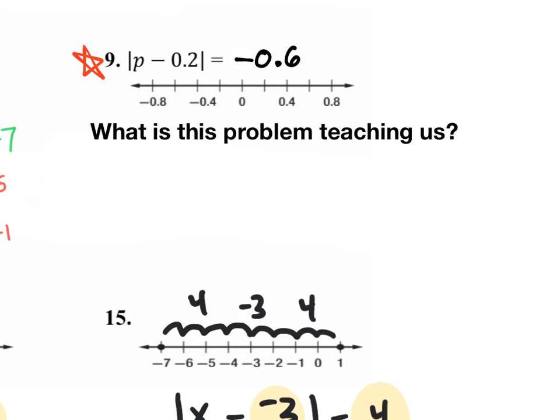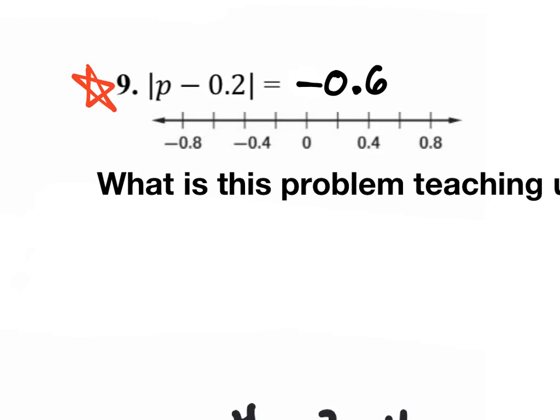So here for number 9, this one's special, and here's what it's trying to teach us. I have the absolute value of something is equal to a negative 0.6. When you see that, that might cause some alarm because you're saying, hey, Mr. Cottle, this is an absolute value. I thought you said this could never yield a negative answer, and you are correct on that. This one has no solution.